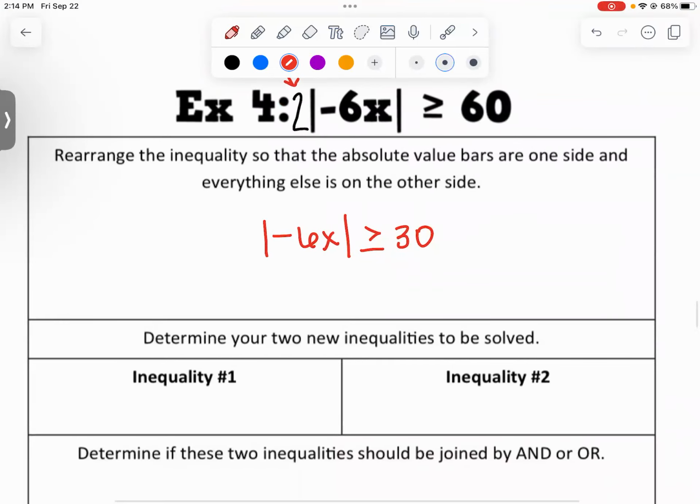So now we can make our two inequalities. -6x is greater than or equal to 30. Remember, we just remove those absolute value bars and keep everything else the same for inequality 1. And then inequality 2, we need to flip and flip. Flippity flip.